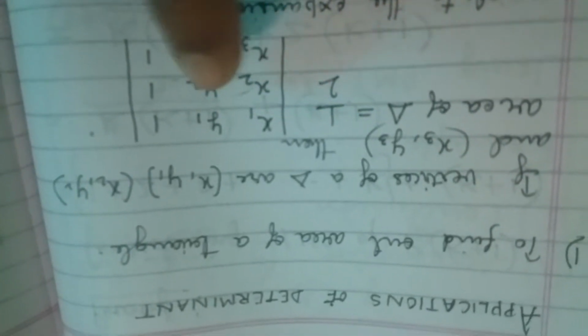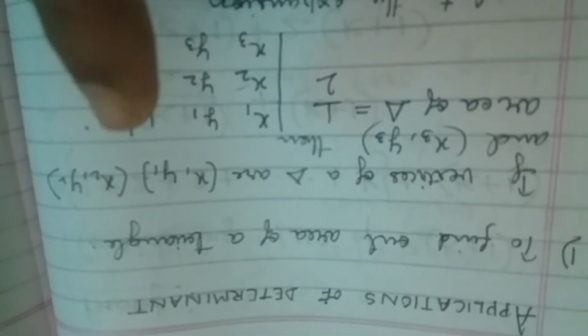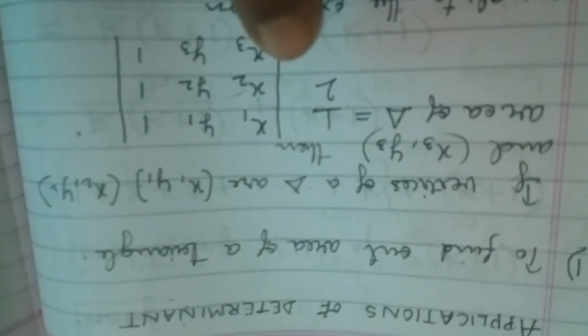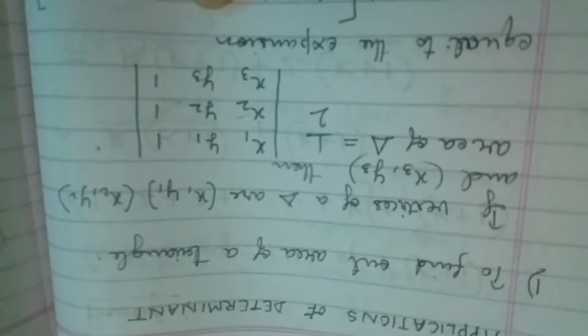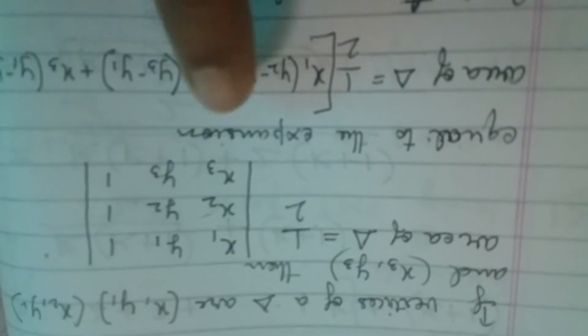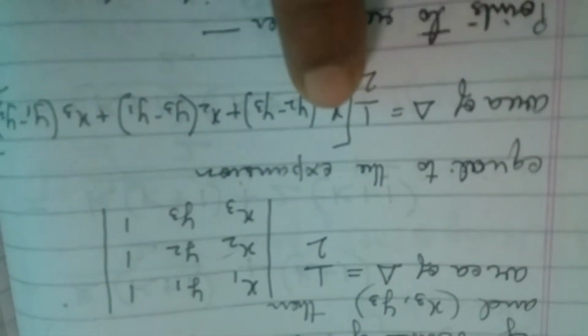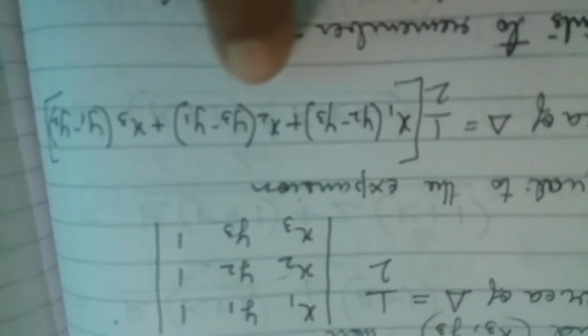So x1, y1, x2, y2, x3, y3, but since we have to make it a square matrix determinant, we will use 1, 1, 1. So the area of a triangle is given by half of this determinant, and this is the formula for finding the area of a triangle. In class 10th you have studied one formula for calculating the area of a triangle. If you expand this, you will find the expansion is the same as half of x1 (y2 minus y3) plus x2 (y3 minus y1) plus x3 (y1 minus y2), which is the formula that you studied in class 10th coordinate geometry.